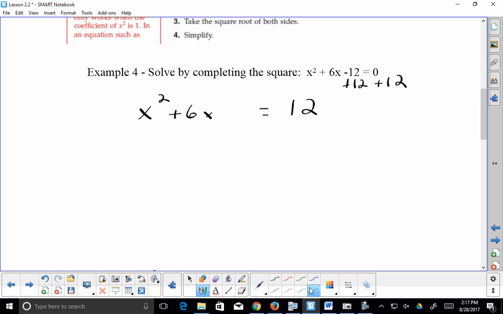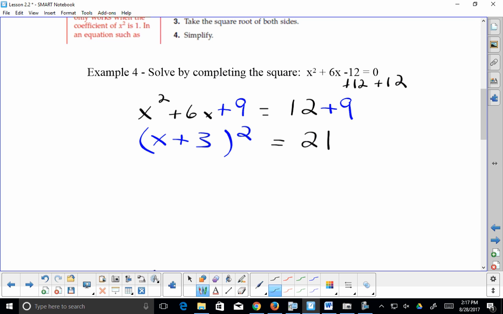So when we complete the square, what goes in the parentheses here is always half of b. And then we're going to add b over 2 squared to both sides. So we've got to add 9 to both sides. Right. So we get x plus 3 quantity squared is equal to 21. So now we have it in that simple situation. All we have to do is take the square root of both sides.